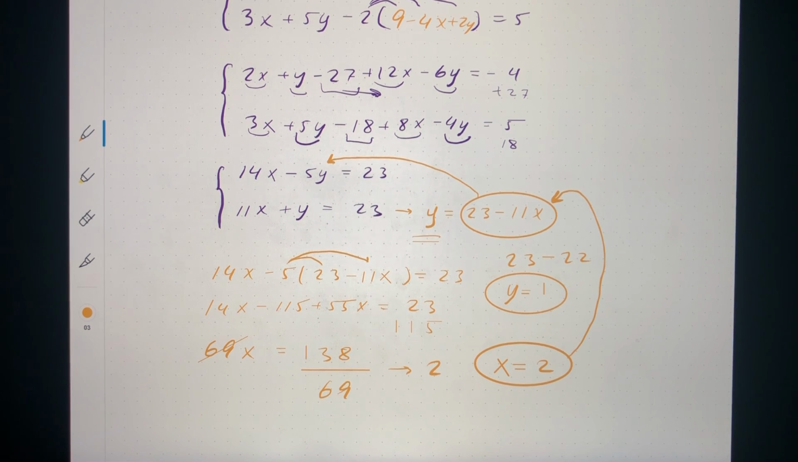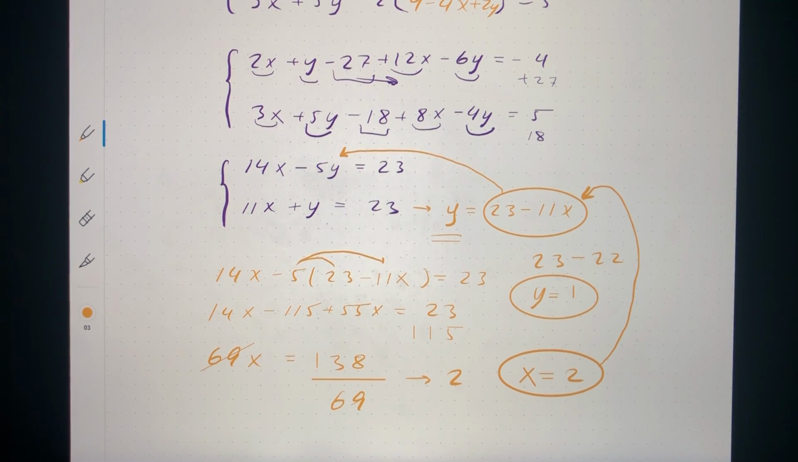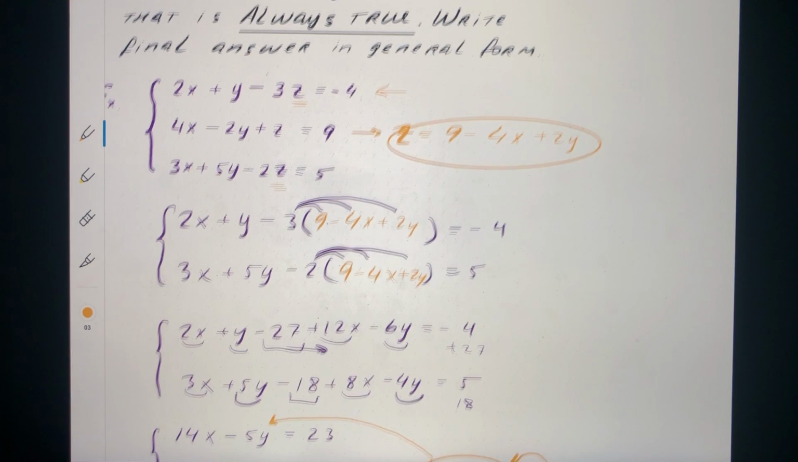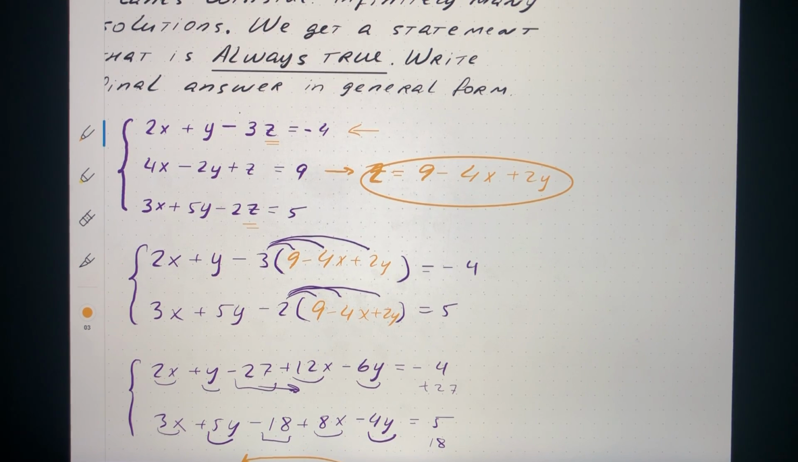The only thing left to find is the z. But we have an expression for that as well in the beginning. So now we remember that the y is 1, the x is 2, and we use that information to get the z. So the z is 9 minus 4 times 2, that's 8, plus 2 times 1, that's 2. 9 minus 8 is 1, plus 2 makes 3. So z is 3. That's our last coordinate.